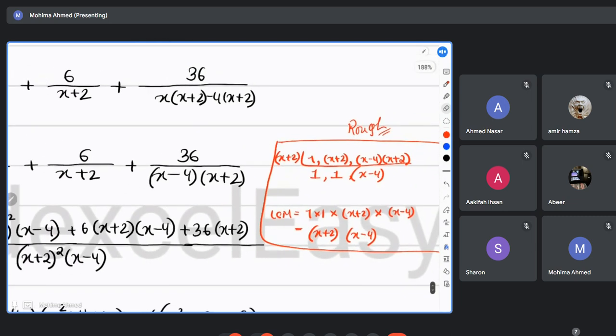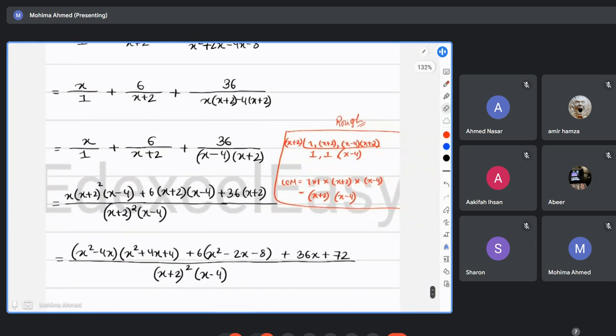Okay, so if that is your LCM, in that case, you're going to get a square over here, which means over here it will not have any square. In this part, it would just have your x minus 4, not that x plus 2. And then lastly, this is supposed to be your x plus 3.